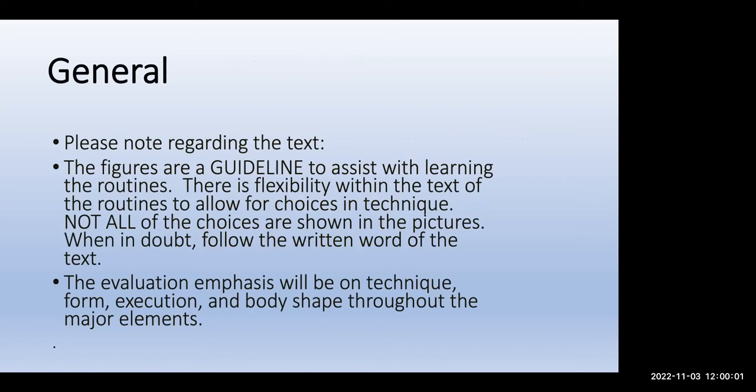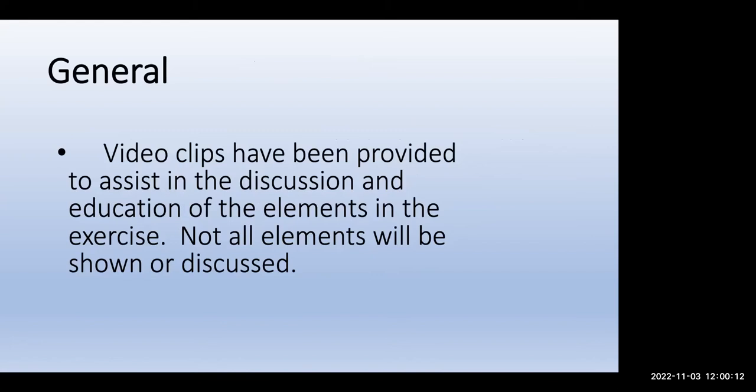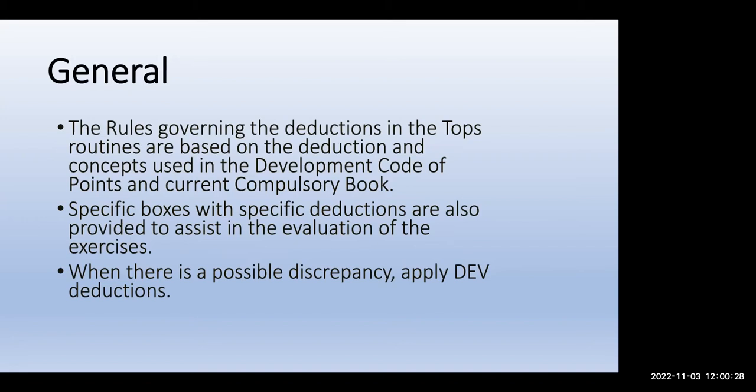All of these routines are going to be evaluated on technique, form, execution, and body shape throughout the major elements. We've also used video clips to provide examples. They are not full routine examples. They're just little segments of the routines so that you can look at those particular elements and evaluate them. We don't do any final scores during these segments as well. You will just judge the clip and see what the deductions are. We are going to show you the clips in regular speed. Then we will show you the script for that clip, and then we will watch it again in slow. And during the slow-mo, we will probably talk through so we can point out to you where those deductions were taken and why.